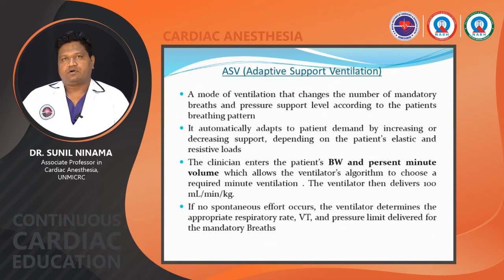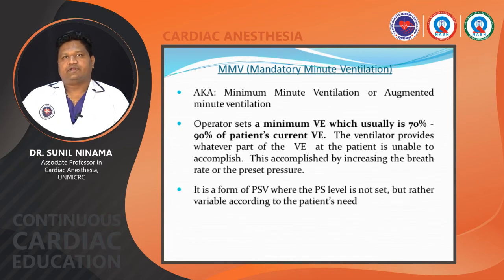If no spontaneous effort occurs, the ventilator determines the appropriate respiratory rate, tidal volume, and pressure limit delivered for the mandatory breaths. That is the mandatory minute ventilation, MMV, mode. In this, there is a minimum minute ventilation or augmented minute ventilation. The operator has to set the minimum tidal volume, which is usually 70% to 90% of the patient's current expired tidal volume. The ventilator provides whatever part of the expired tidal volume the patient is unable to accomplish. This is accomplished by increasing the breath rate or preset pressure. It is a form of pressure support ventilation where the pressure support level is not set but rather variable according to the patient's need.